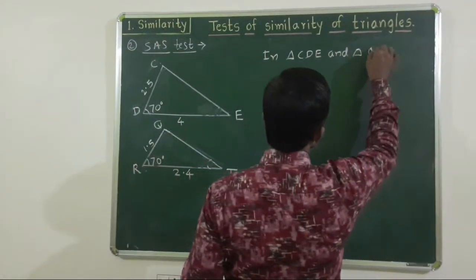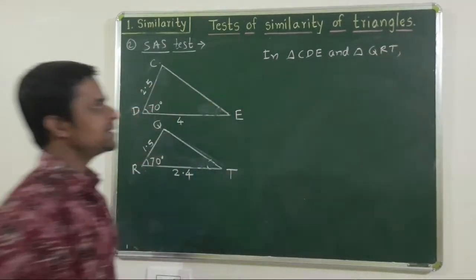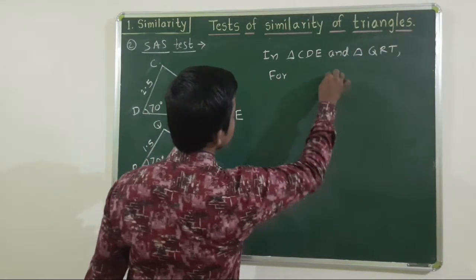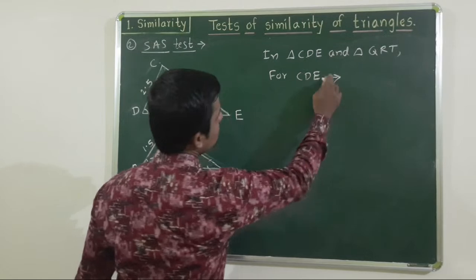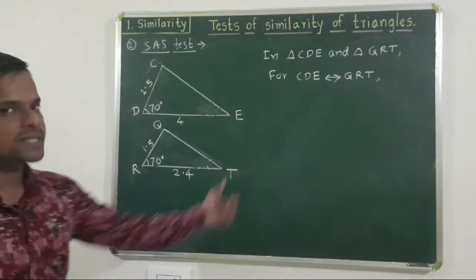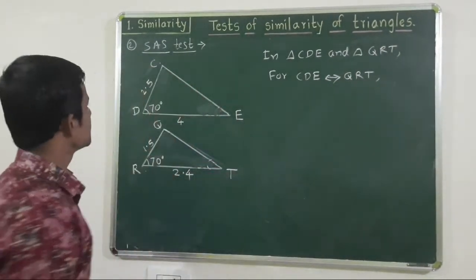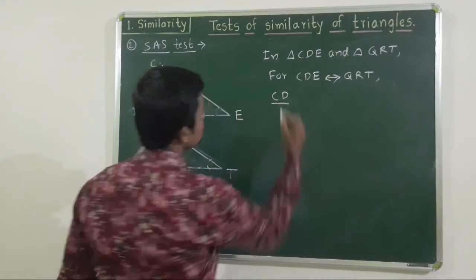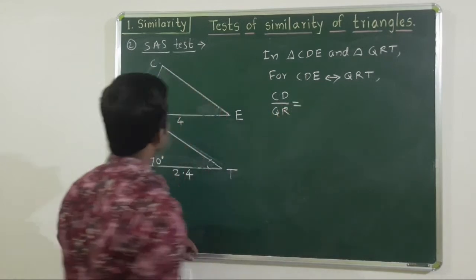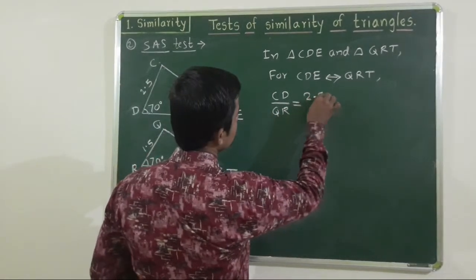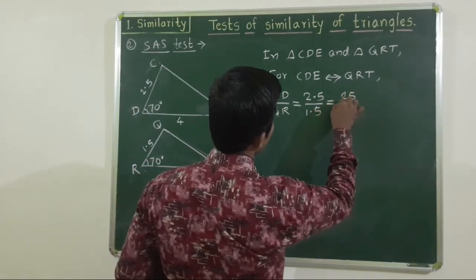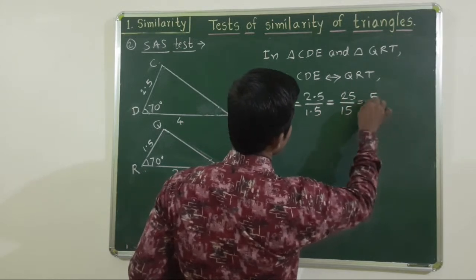QRT. This is correspondence between vertices in triangle CDE and triangle QRT. For correspondence between vertices as CDE corresponds to QRT, I'll take ratio of CD upon QR. I'm going to calculate this. CD is 2.5 and QR is 1.5. It is 25 by 15. That is 5 upon 3.